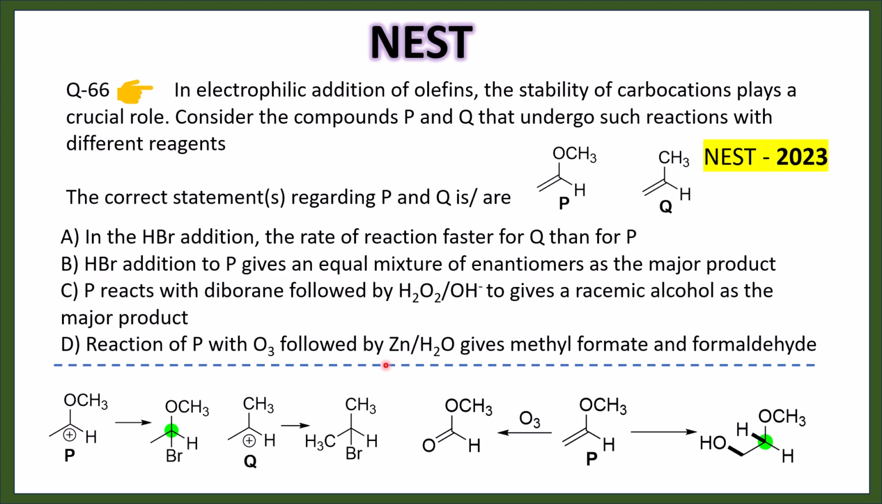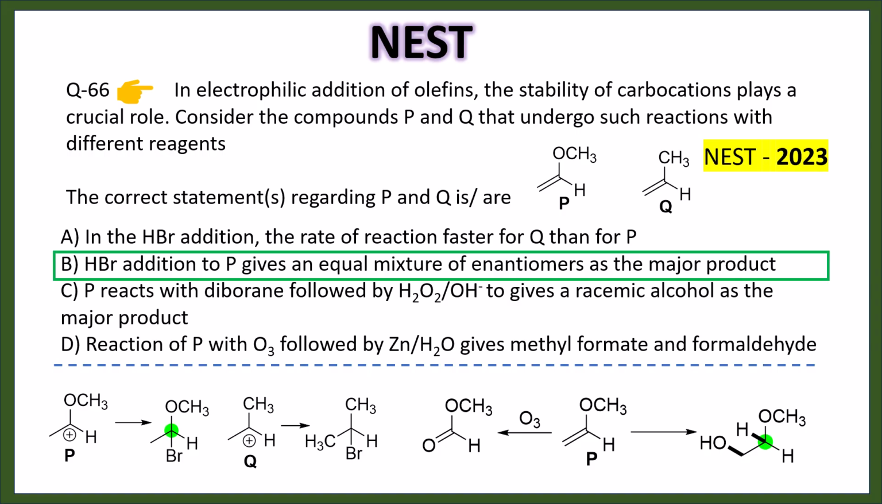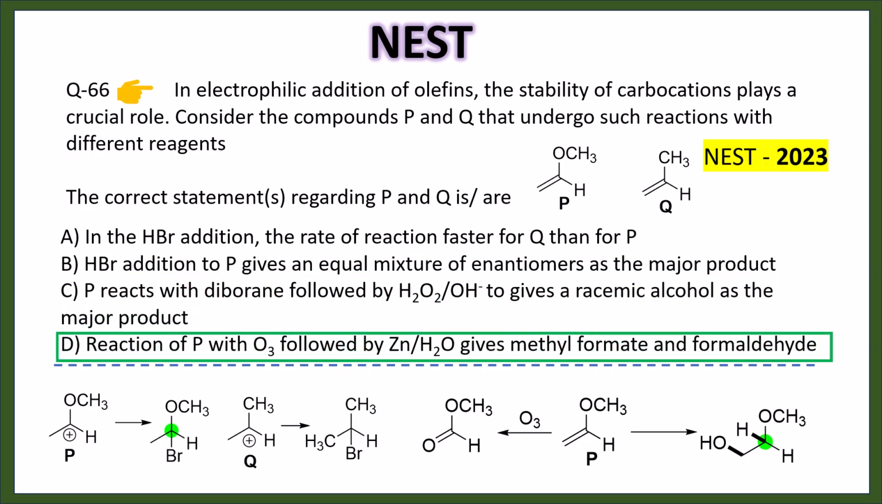Reaction of P with ozone followed by zinc and water gives methyl formate. Ozonolysis here gives methyl formate. So this is also methyl formate and this part formaldehyde. So this is correct. So both option B and option D are the correct options.